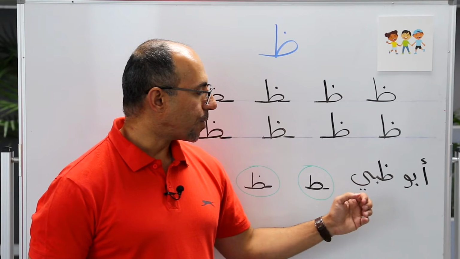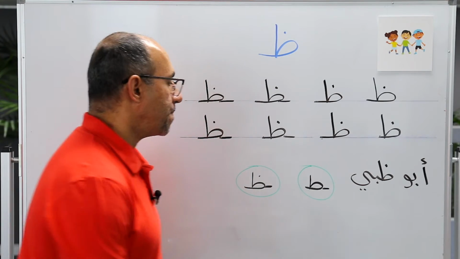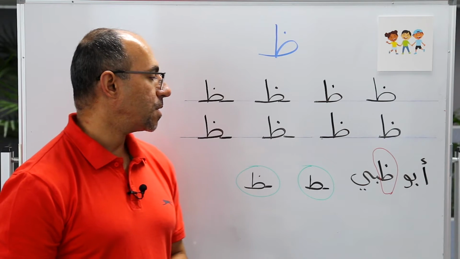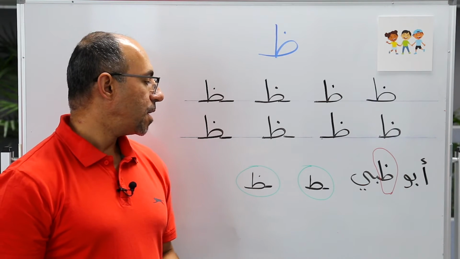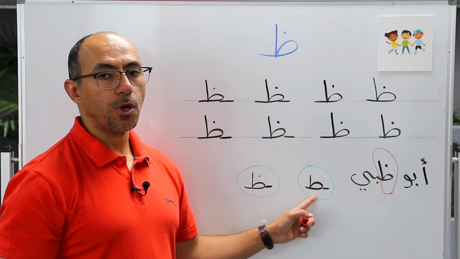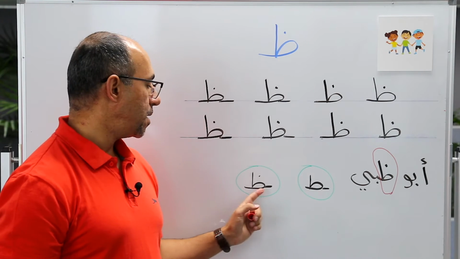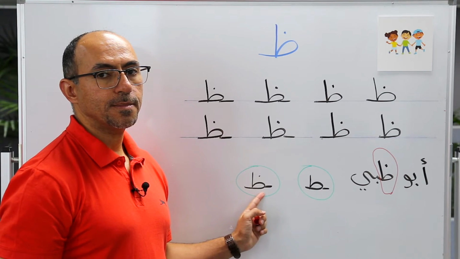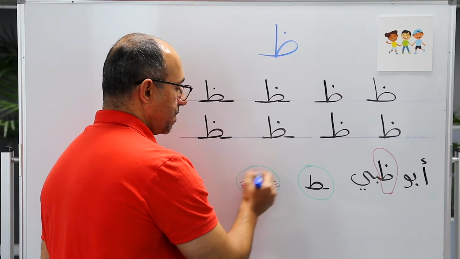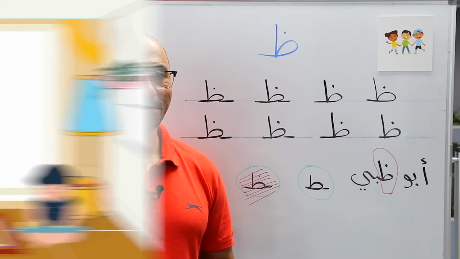So let's look for the letter. Where is it? Correct. That's the letter, and we're circling it. Abu Dhabi. Now the next exercise, we're looking for the letter. Is this the letter? No. This is Taa. Is this the letter? Naam, yes. So let's pause for a sec, do the exercise. I'll see you shortly.